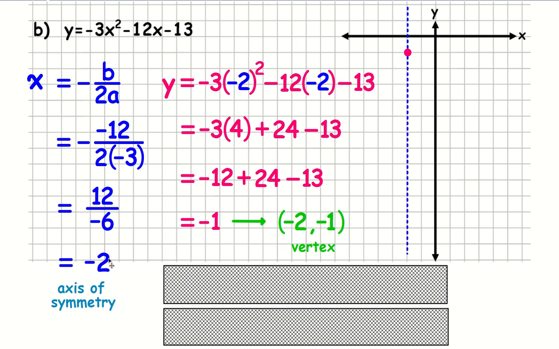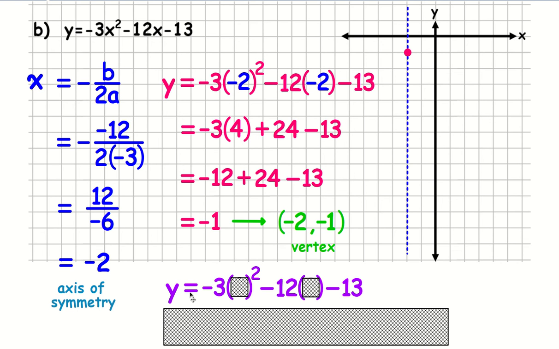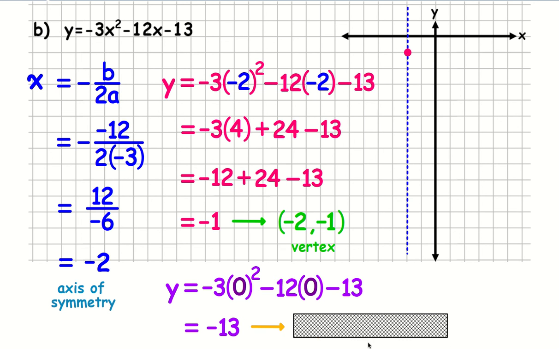I mean, obviously it can't be negative 2 because you already did that to get your vertex. But again, if 0 is still an option, just plug in 0. It's the easiest thing ever to plug in, because 0 squared is 0, times negative 3 is still 0, negative 12 times 0 is 0, and so you end up just getting negative 13. Which means that 0 comma negative 13 is another point.